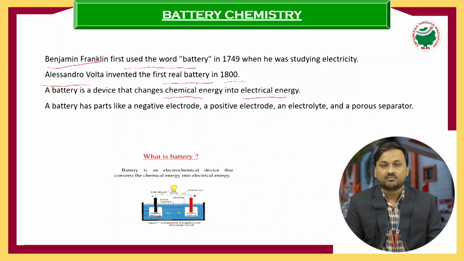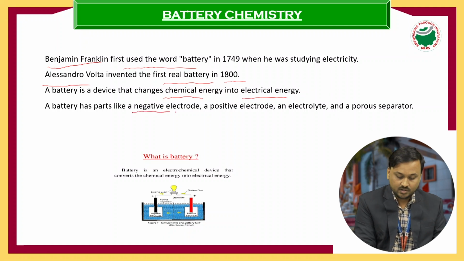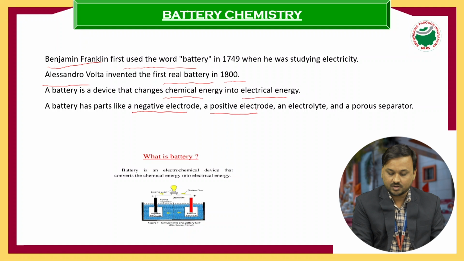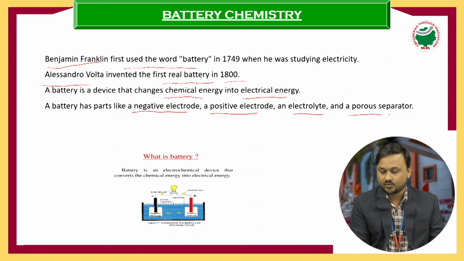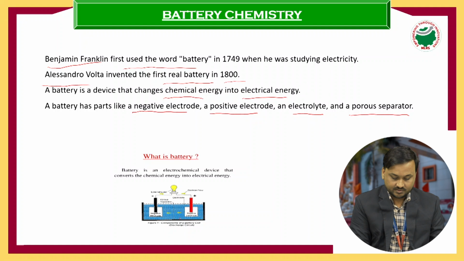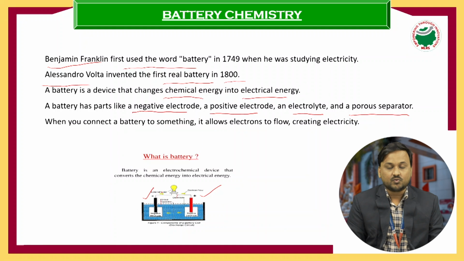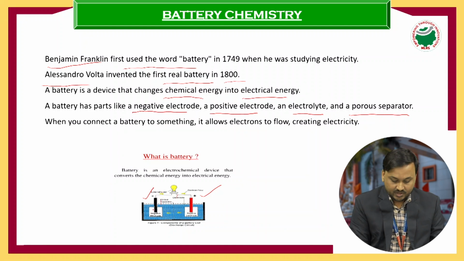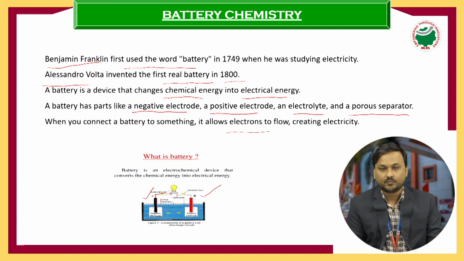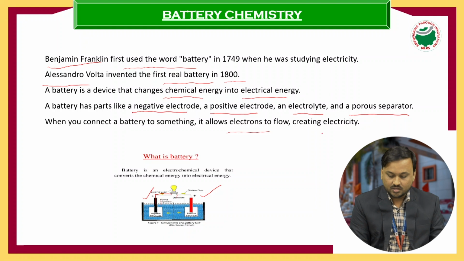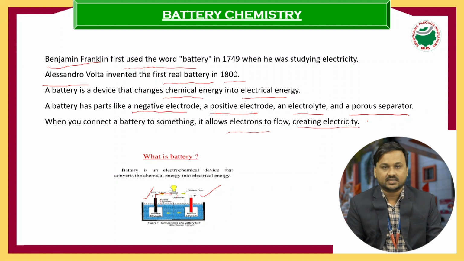Next, what are the parts of a battery? A battery consists of mainly these parts: the negative electrode, the positive electrode, the electrolyte, and the porous separator. This is the figure. When you connect something to the battery, it allows the electrons to flow. What happens when the electrons flow? They create electricity.